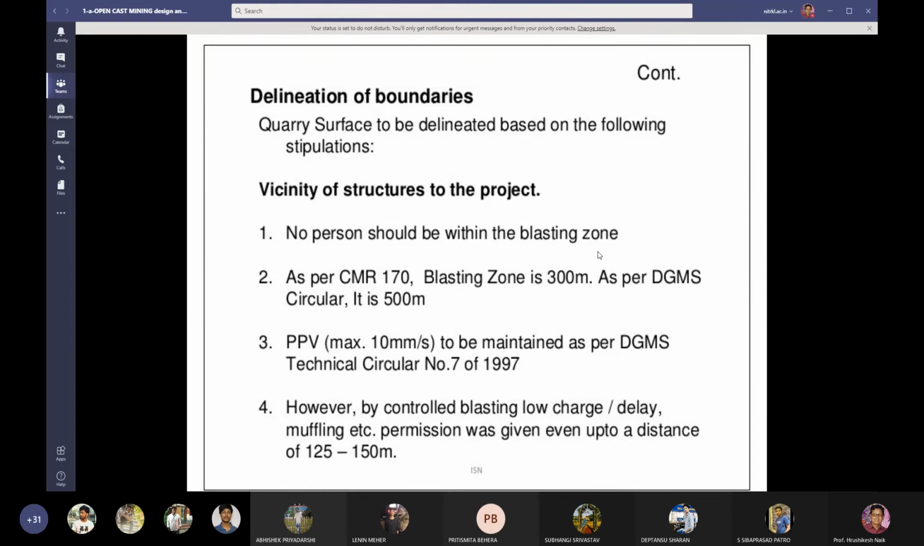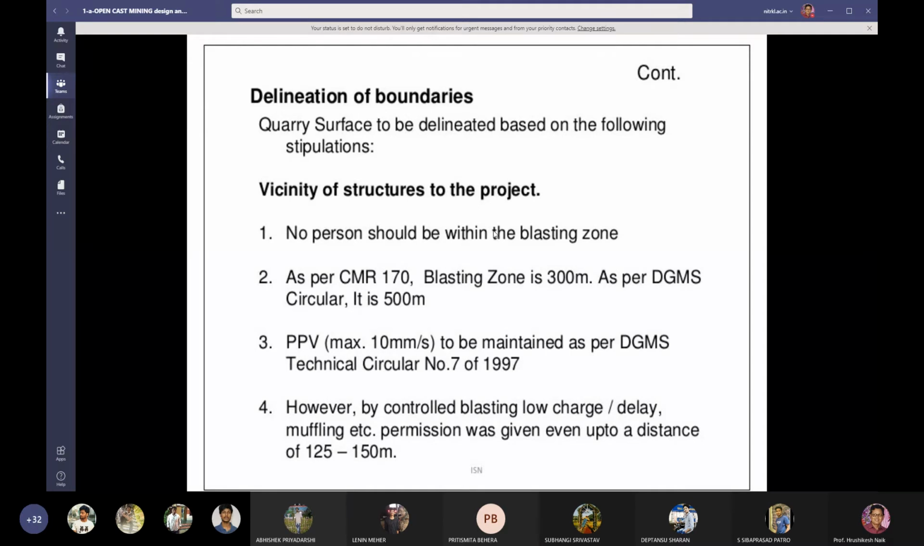No person should be within the blasting zone. So whenever you are carrying out the blasting, nobody should be there in the blasting zone. Otherwise, they will meet accident. As per Coal Mines Regulation 170, the blasting zone is 300 meter. Within 300 meter, no structure should be there and no person should be available. Then only you can carry out the blasting.